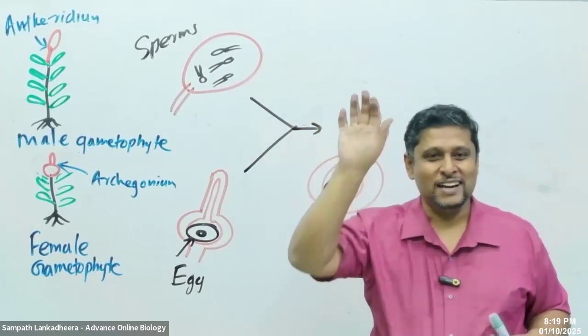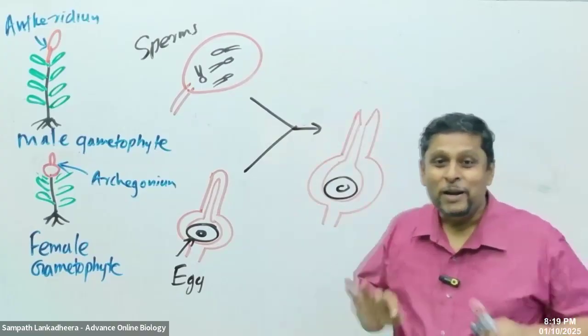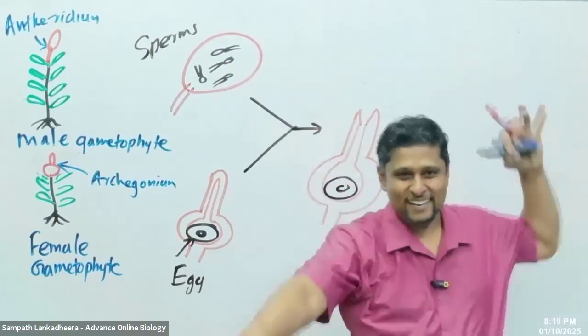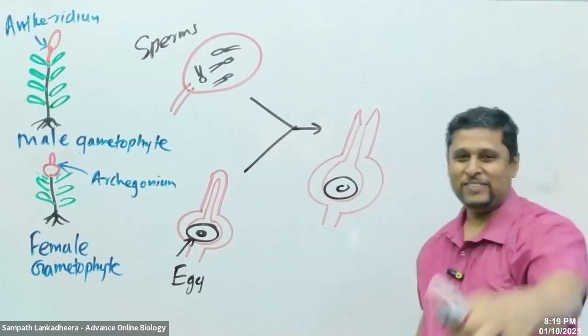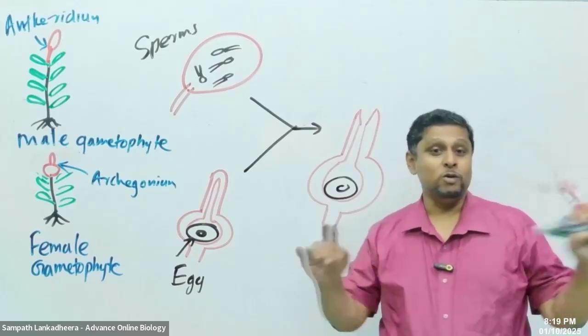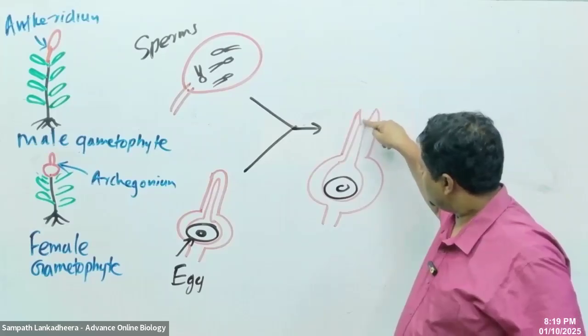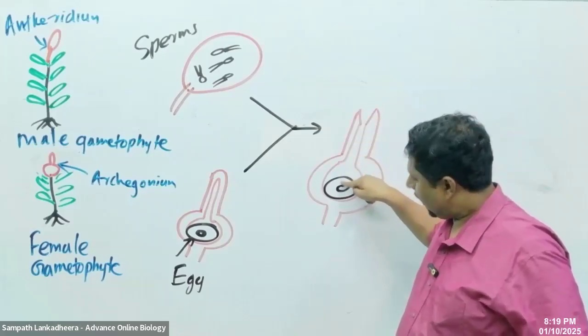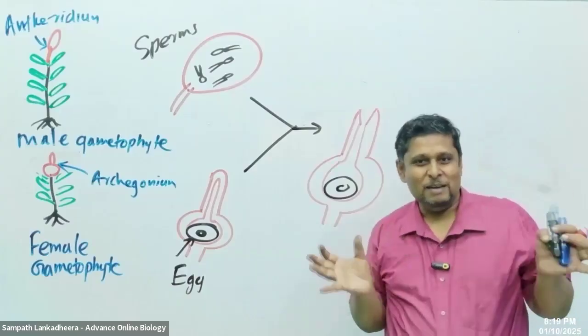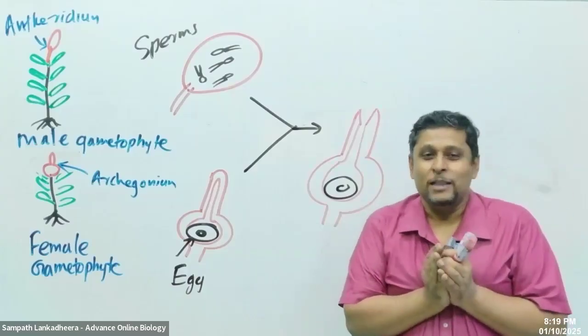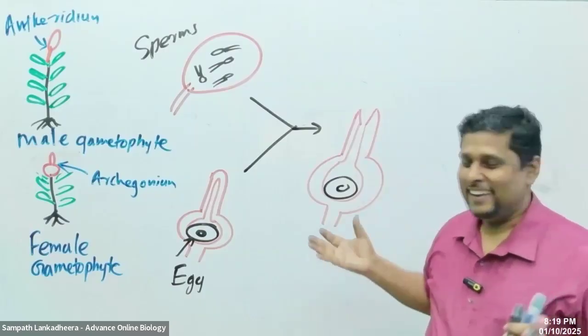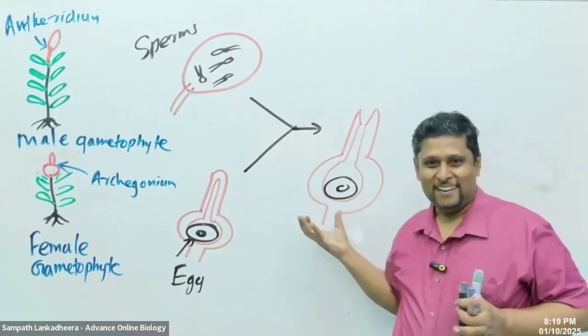Sperms swim in external water, like you jump into a swimming pool and then you swim. They swim in this rainwater and reach here. They move in and find the precious egg is there. The beautiful egg is in the castle.